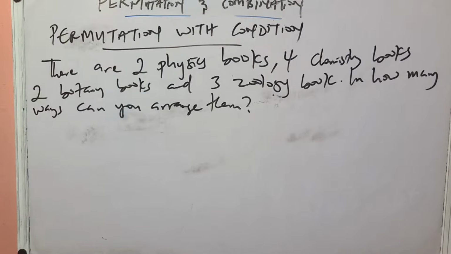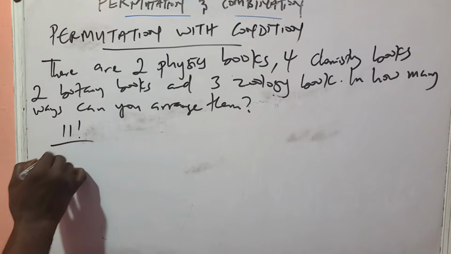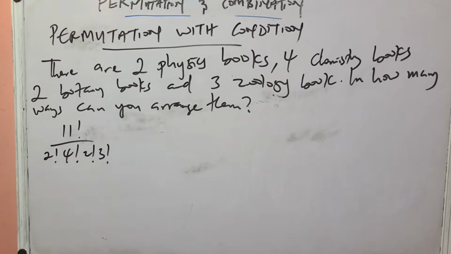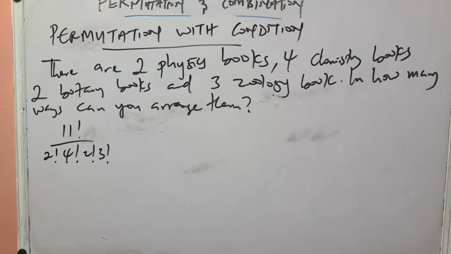Now, I want to start from correcting the person that wrote 11 factorial over 2 factorial, 4 factorial. I'm doing this because I want the person to really understand what's going on. Guys, you use this only when you're having indistinguishable objects. There's nothing like that going on here, because you don't have anything stating that.